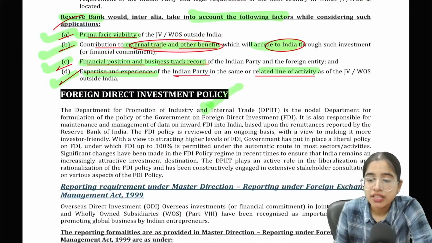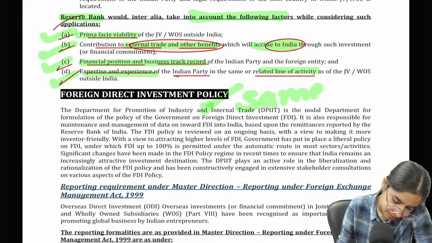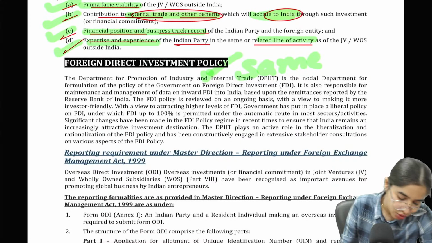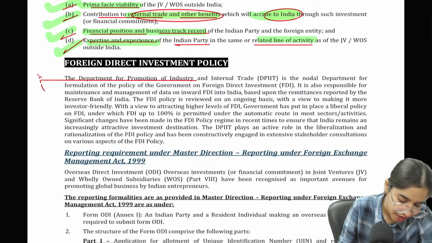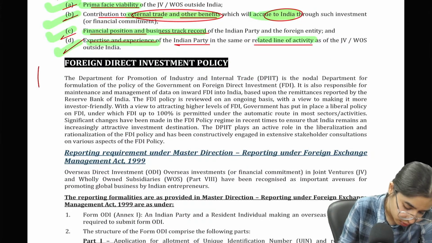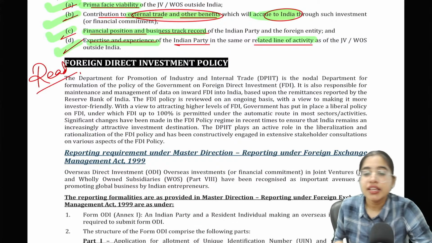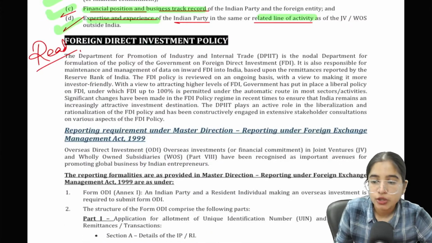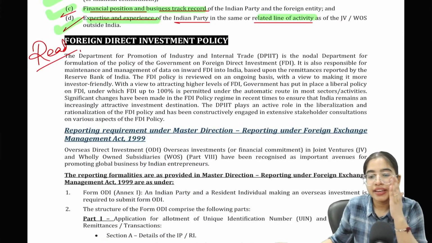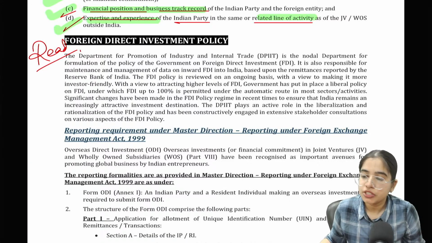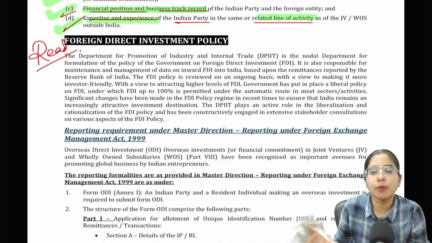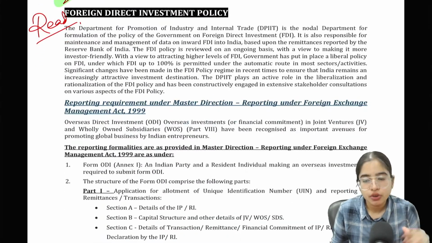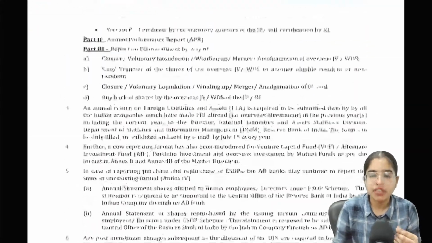This FDI policy is the same as the FDI policy we studied in the foreign company chapter. So you can just have a read over it by yourself. In case of any doubt, please do let me know. This FDI topic, foreign direct investment, is similar to the topic of FDI in the foreign company chapter. So just have a read over it, you will understand it very properly. We have covered a similar topic.